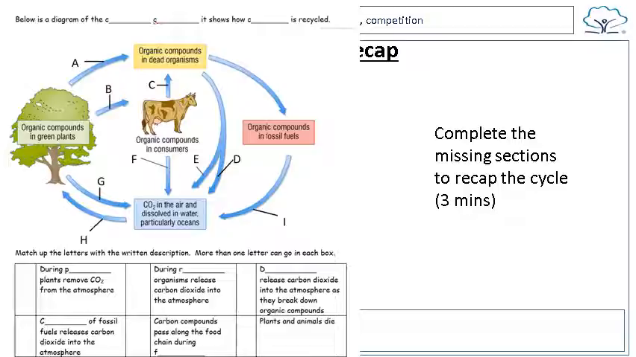So match each letter to the descriptions in the box. You also need to fill in the gaps. Pause it for as long as you need to. I recommend 3 minutes for this task.